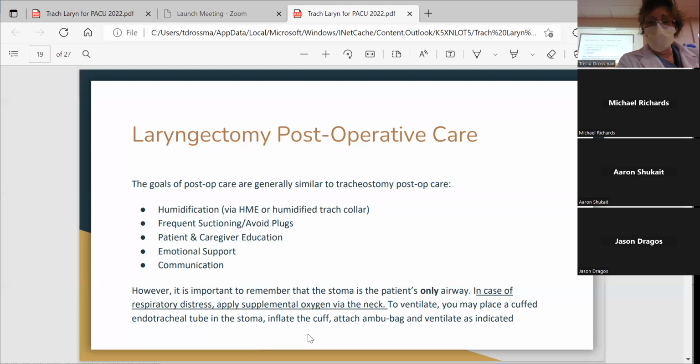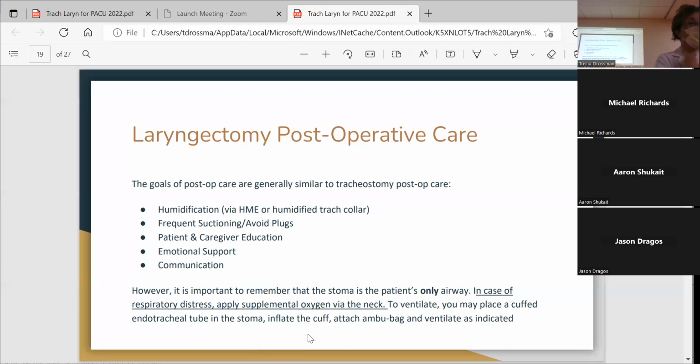So the bottom line here is that the stoma is their only airway. If they require supplemental oxygen, obviously the humidified air is going to go here, and oxygen is also going to go here. And if they stop breathing and you had to do CPR, or let's say they're so oversedated they're not initiating a breath, you would need to put either an endotracheal tube or a trach in, but the easiest thing would be an endotracheal tube that's cuffed, which most of them are. Pediatric ones I know are not cuffed, but a cuffed endotracheal tube into the stoma, inflate the cuff, and attach an ambu bag, because you're not going to be able to fit an ambu bag onto that Blom-Singer.